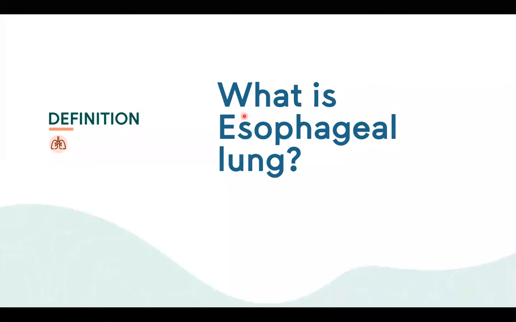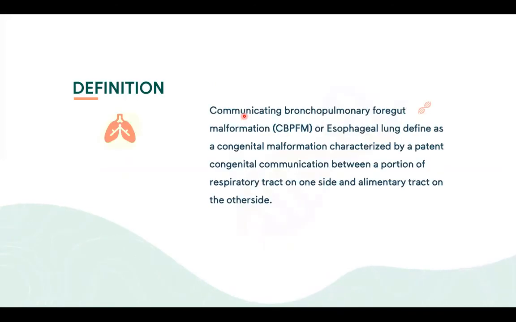One of the cases that could be prone to post-pneumonectomy syndrome are patients with esophageal lung diseases that require pneumonectomy. But what is esophageal lung disease? Esophageal lung is defined as a congenital malformation characterized by a patent congenital communication between a portion of the respiratory tract on one side and the alimentary tract on the other side. It's a rare type of congenital malformation where a main stem bronchus is abnormally connected to the esophagus instead of the trachea.